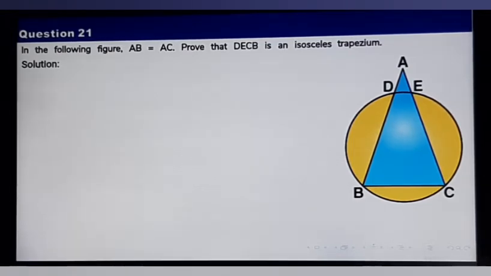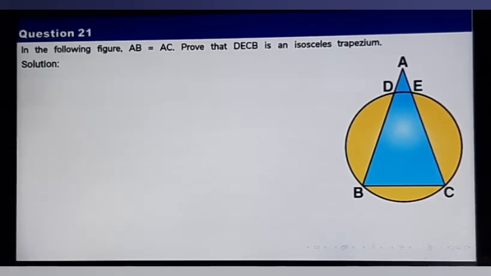Isosceles trapezium means, first and foremost, that in a trapezium two sides will be parallel, and in an isosceles trapezium the sides which are not parallel have to be equal. So from this figure, we need to show that DE and BC are parallel. That is the first thing. The next thing we need to show is that DB is equal to EC. If DB is equal to EC, then the trapezium will be an isosceles trapezium.